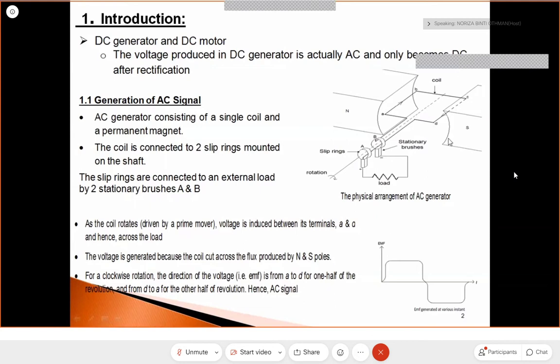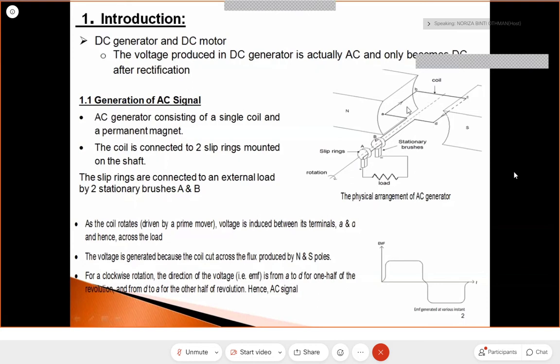So the first one, kita ada coil. AC generator consists of coil, yang rectangle ni. This is coil. And then kita ada magnet ni, ada magnet between the coil ni. And then bila coil ni rotate, how the coil is rotate, kita guna prime mover. Ada prime mover yang akan rotate the coil. So the coil ni connected to two ring, ring A dengan ring B. Two ring here, and this ring is connected to the load.